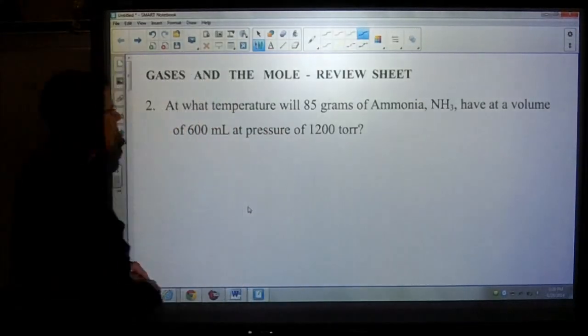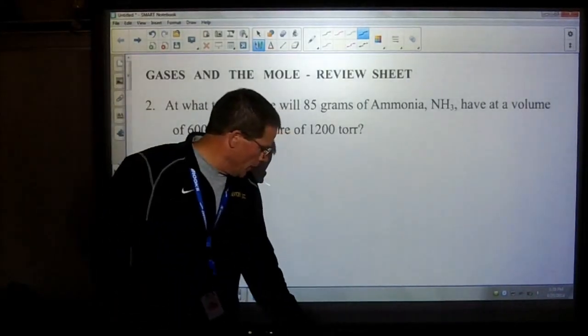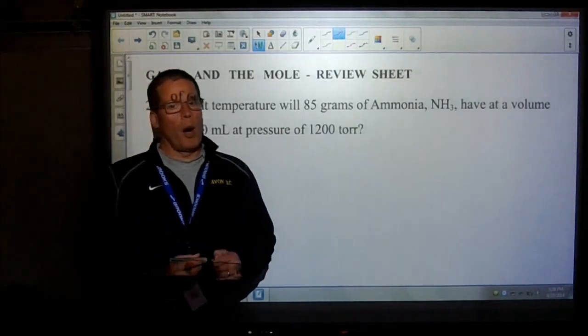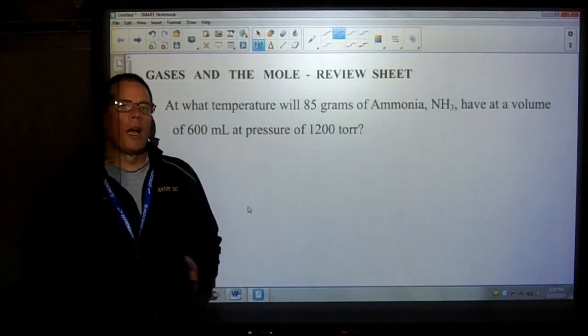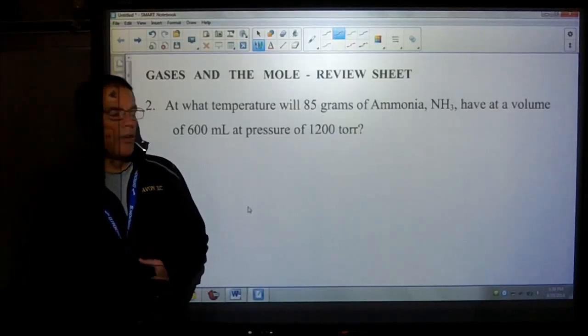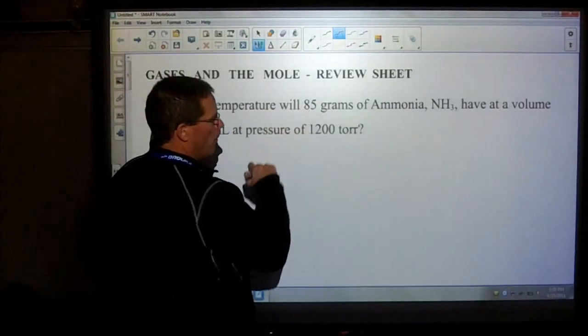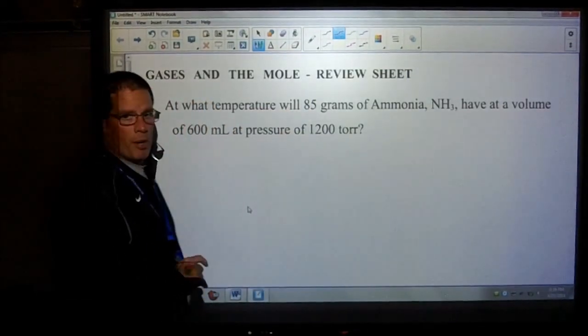It asks, at what temperature will 85 grams of ammonia have a volume of 600 milliliters at a pressure of 1200 torr? So again, identify the type of question, because what I propose to do is mix up all the different types of questions. So you have to recognize what type of question you actually have. In this case, it's asking for the temperature, it's giving us a gram amount for ammonia, a volume, and a pressure.